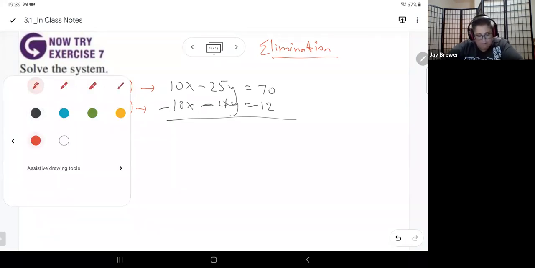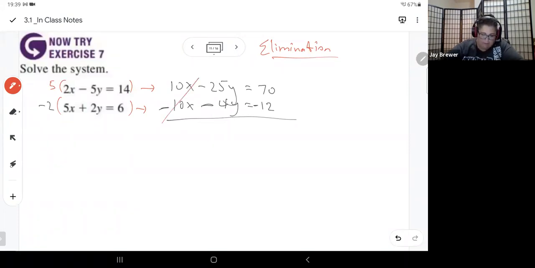Now, our x's cancel. -25 and -4 will give us a -29y. And then 70 minus 12 is going to give us 58. Divide both sides by -29. And we have y equals -2.